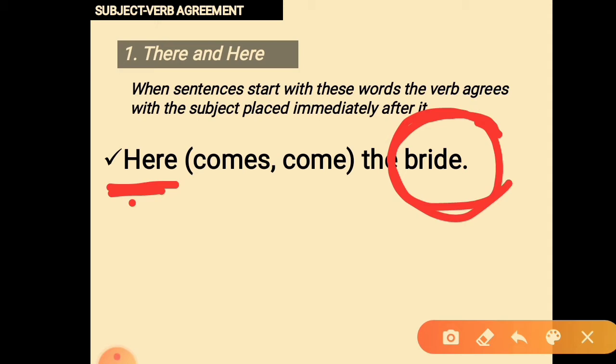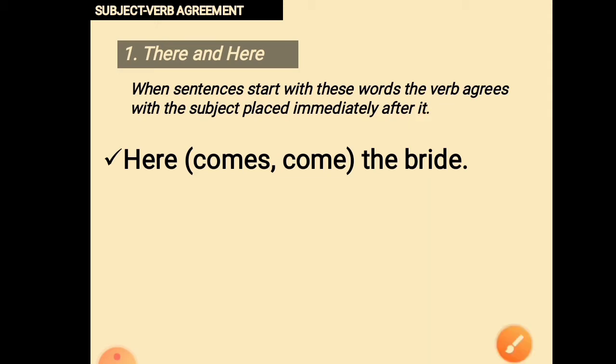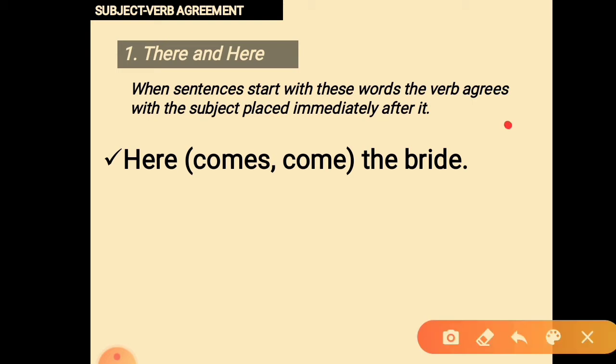Again, so here, since meron tayong word na salitang here, the verb must agree with the subject placed immediately after it. So ito yung ibig sabihin niya yon. So now, here comes come the bride. In that case, the word bride, dito tayo mag-agree, di ba? So the word bride is singular or plural? Exactly, that is singular. So the verb that we will be using is comes. Very good, because if the subject is singular, then the verb must be singular as well.